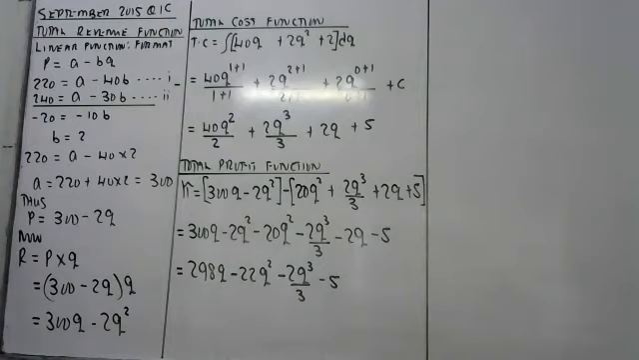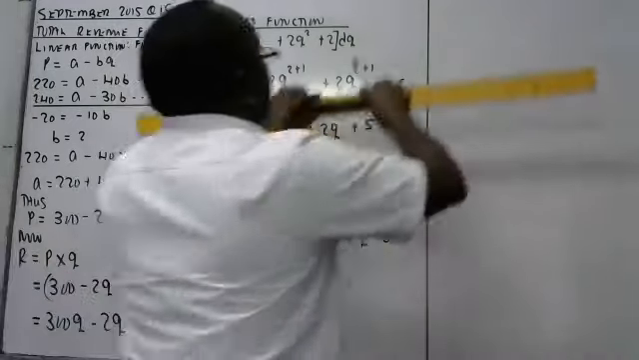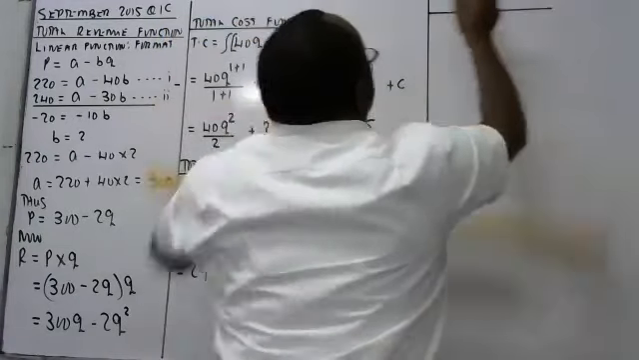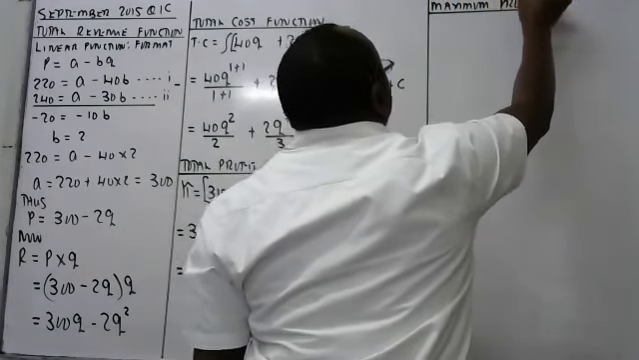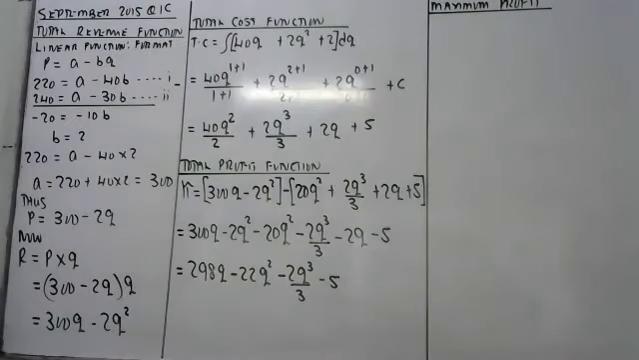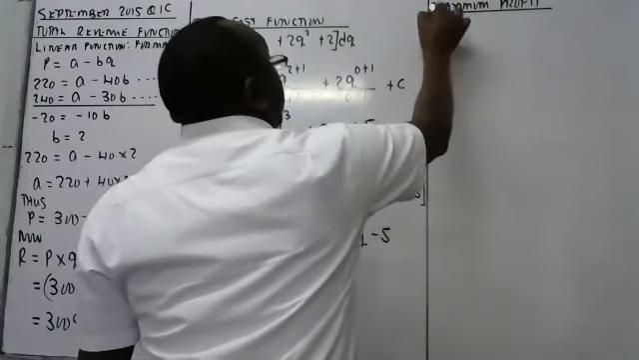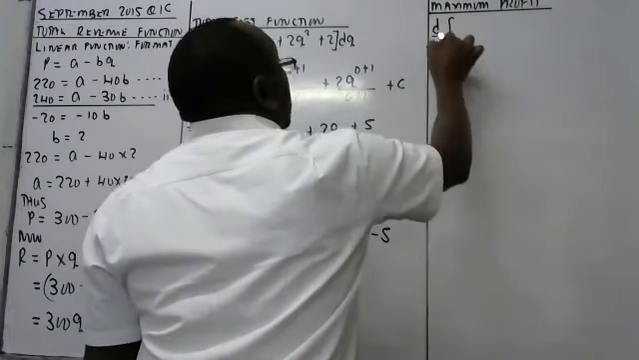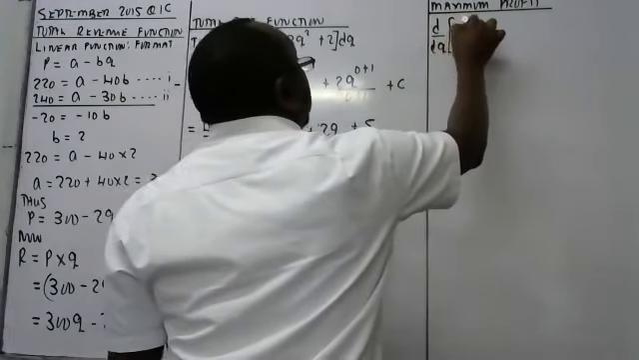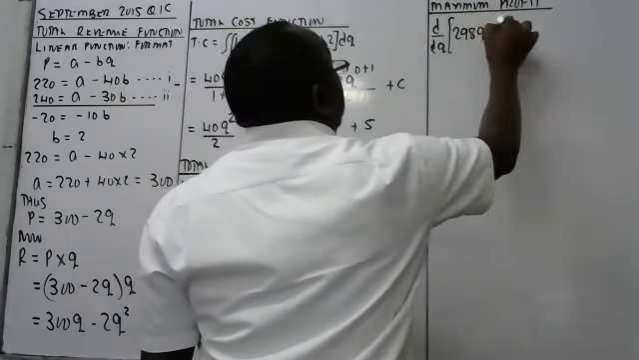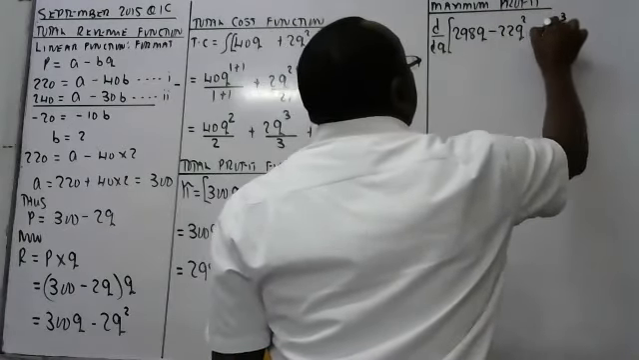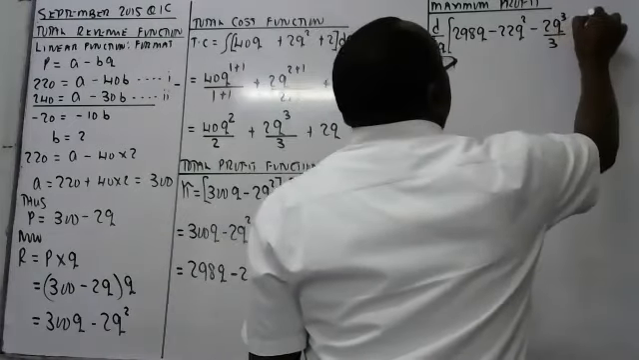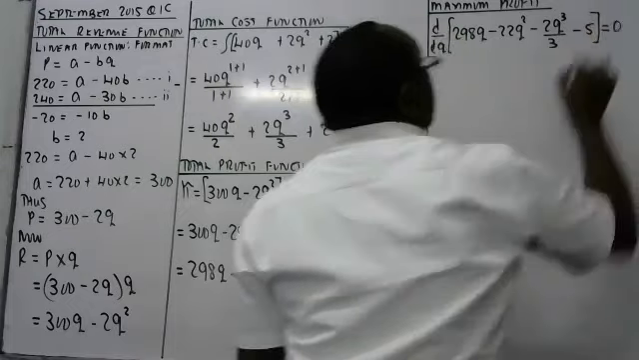So from there, we want to get maximum profit. We have said what you do, you differentiate this. So we are going to say the differential with respect to Q of 298Q minus 22Q squared minus 2Q cubed divided by 3 minus 5 should be equal to 0.